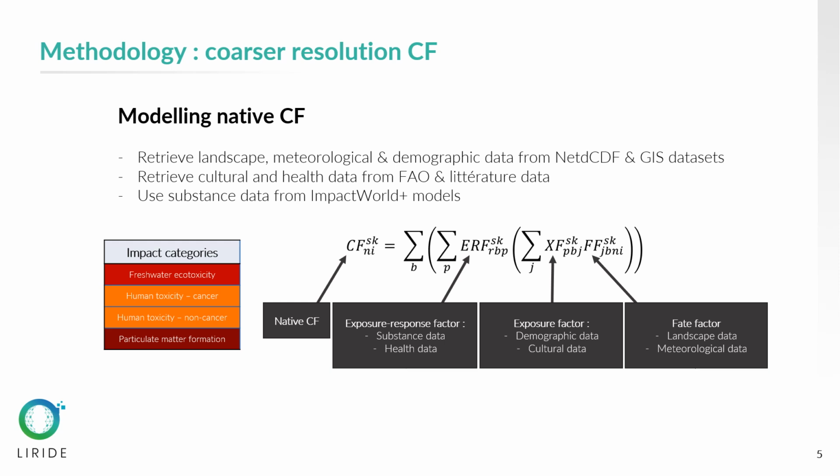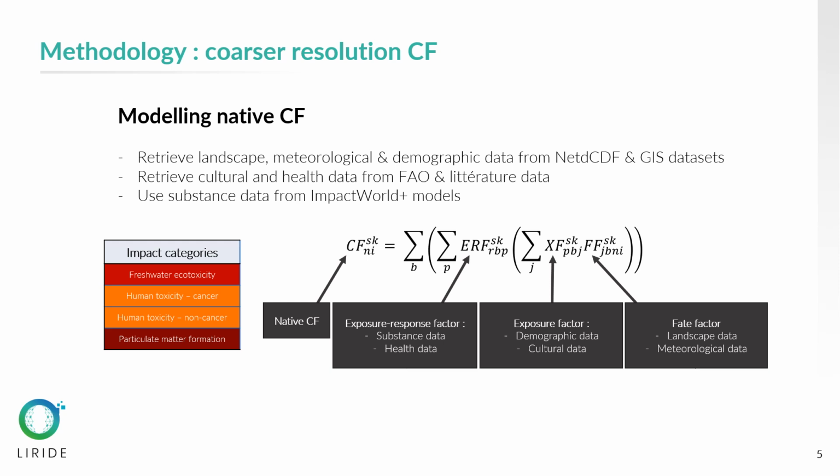Secondly, for impact categories at coarser resolution, it is necessary to model several parameters. Based on literature supporting the models, the same data sources were used when available. For landscape, meteorological and demographic data, parameters were modeled from GIS datasets using the borders of Nunavik. Those data are taken from global satellite observations and are used to model the volume of air, water and soil compartments, as well as flows between them. Cultural and health data were extracted from studies.